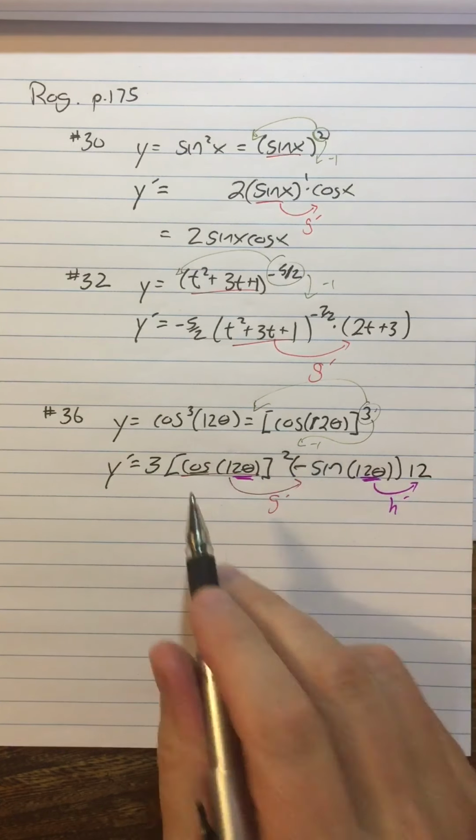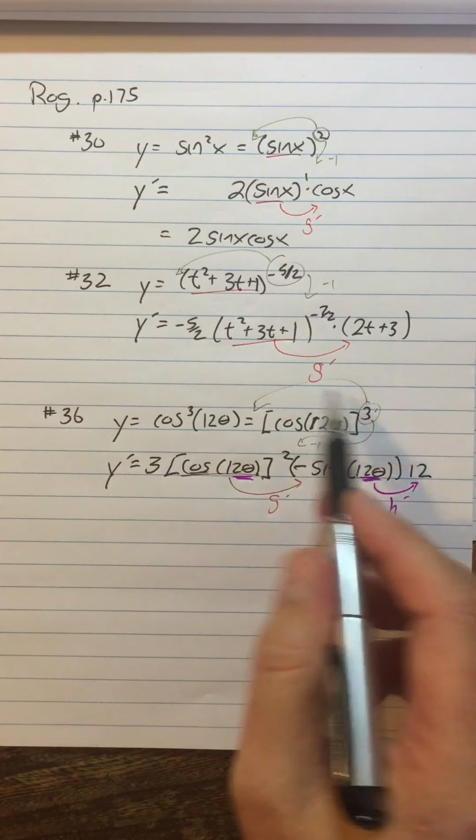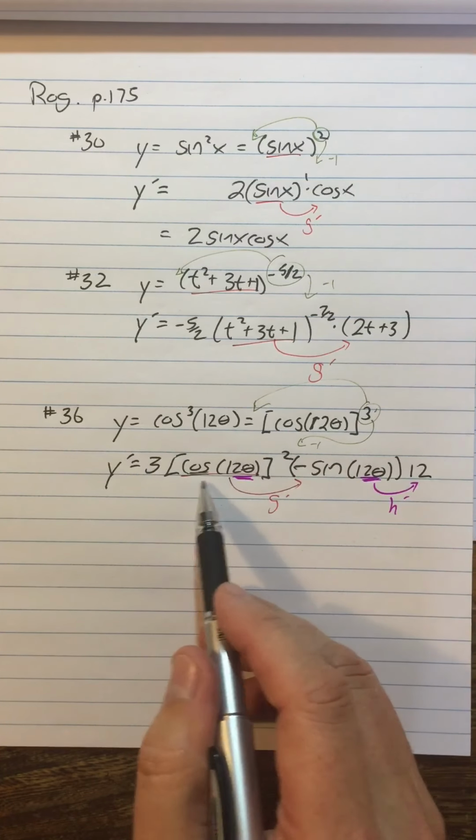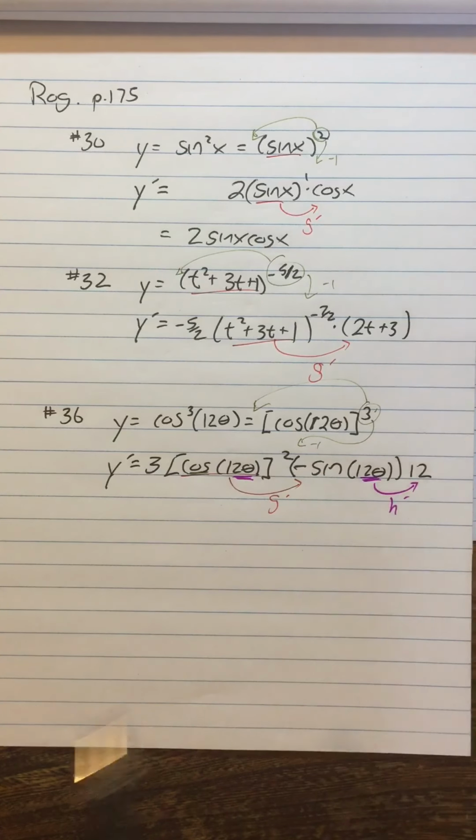So if I have a function within a function within a function, I can just apply the chain rule multiple times. Power rule, derivative of cosine is negative sine, keep the 12 theta the same, and then derivative of 12 theta. More examples coming up.